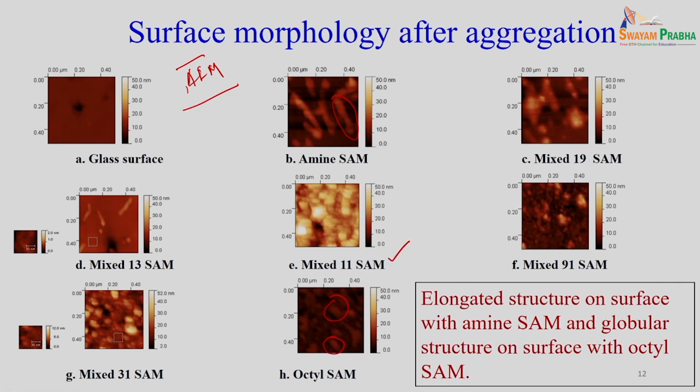So, what it says is, different surface chemistry is affecting even the morphology of the aggregates. Also we saw that different surface chemistry affected the secondary structure of the aggregates, and it is also affecting the morphology of the aggregates. So, we observed an elongated structure on amine rich surfaces and a globular structure on octyl and octyl rich surfaces.